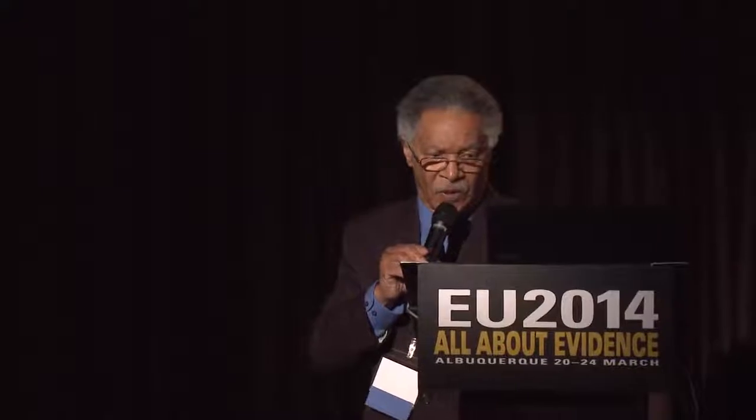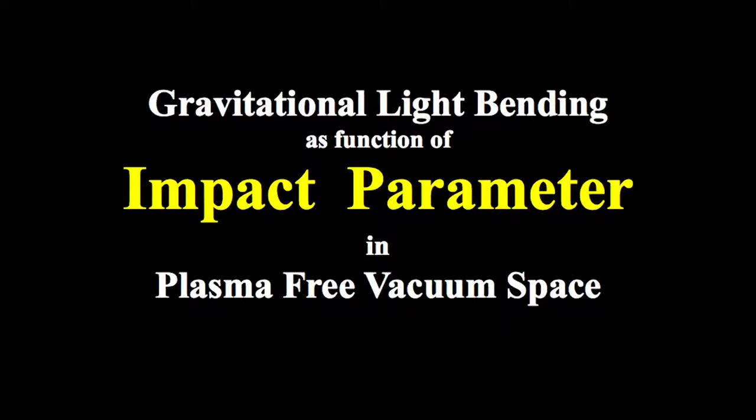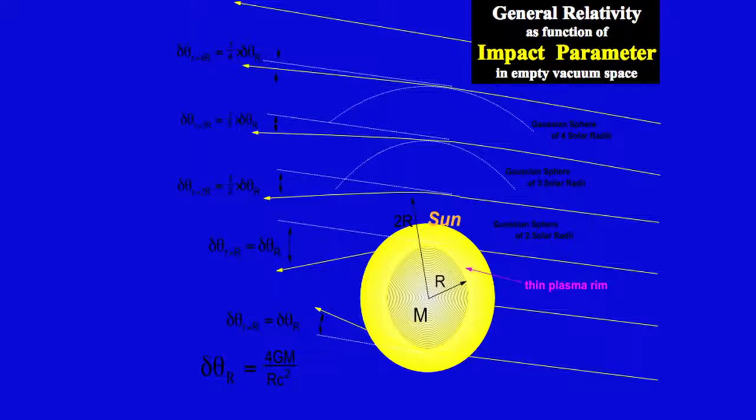So let me move on and try to summarize this as we go past. The main key here is the gravitational light bending as a function of the impact parameter in plasma-free vacuum space. This is the main thing we want to talk about here. We talked about the light bending as a function of the impact parameter. The smallest impact parameter you can have would be that of the radius of the sun. So I can go to 2 solar radii, or 3, or 4, or 5 solar radii. If you go on beyond, the light bending should get less and less.